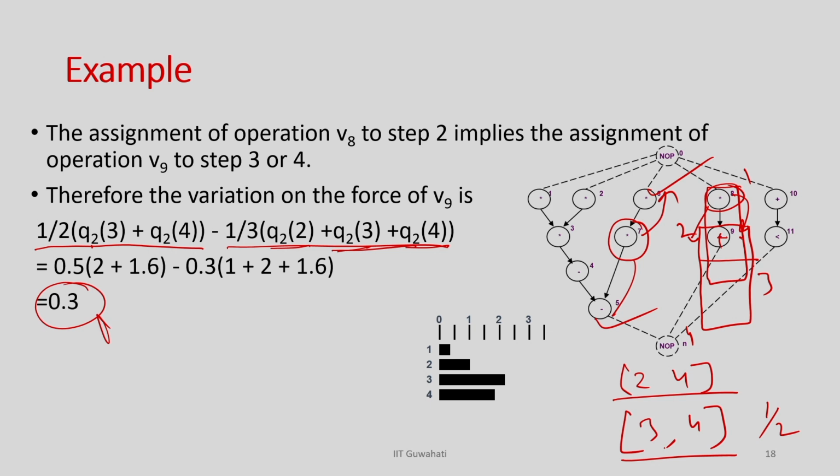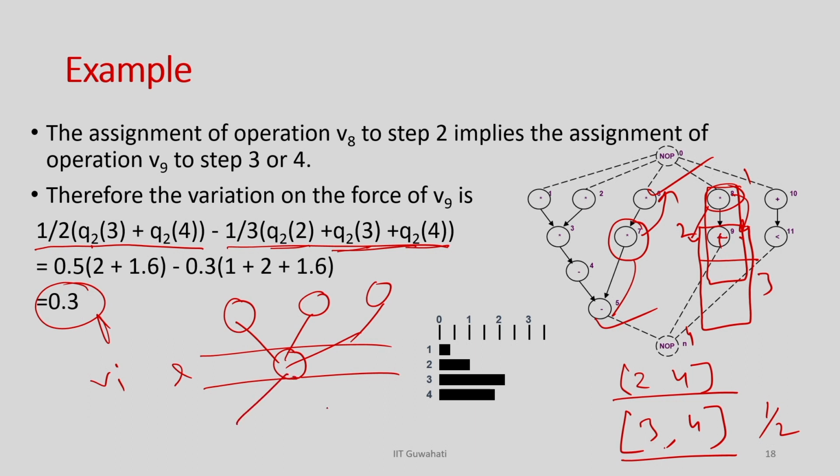So, what do I have to do? Whenever I schedule an operation Vi in timestamp L, it will impact others. Suppose this is impacted. There may be 2 or 3 predecessors of this node, and there may be 2 or 3 successors. So, I have to calculate the predecessor or successor force for all these 6 nodes, all the nodes that are going to be impacted by the schedule of this node, and I have to add that force with the self force of this node, and then only I can actually identify the total force.